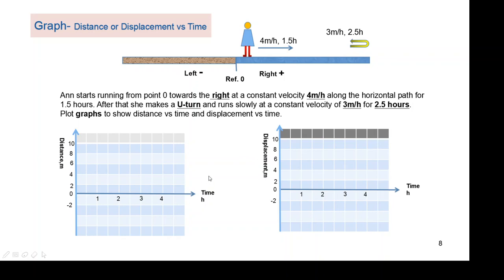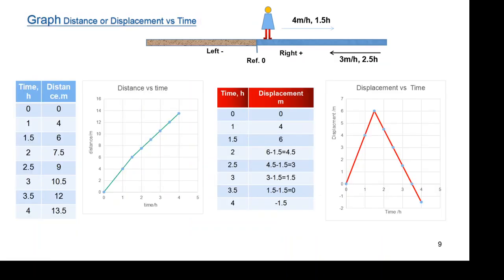Before you plot the graph, you need to tabulate two tables as shown below. Once you have completed the tables, you should be able to see the graph as shown in this slide. In the graph of distance versus time, you can see that there are two straight lines with different gradients because they have different velocity. But you know that this graph will not be able to go to the negative because distance is a scalar.